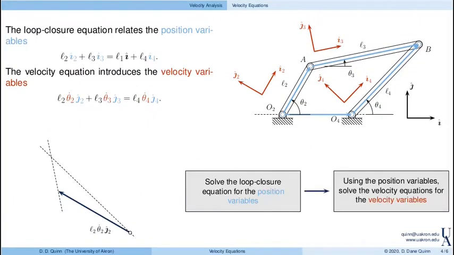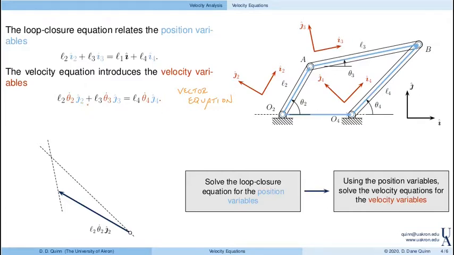Okay, let's go and look at the next part, which is basically trying to solve this. So here again, we have our loop closure equation, and it relates the position variables. Those would be theta 2, theta 3, and theta 4. Oftentimes theta 2 is known, solve for theta 3 and theta 4, perhaps. Take the derivative, and we get the velocity equation. And that introduces our velocity variables, which are the theta dots in this case. Theta 2 dot, theta 3 dot, and theta 4 dot. This, again, is a vector equation, right? So it has two scalar components. And we can pull off two independent scalar equations from that.